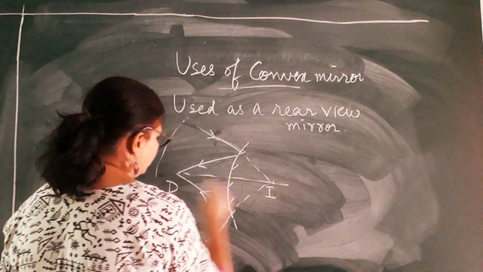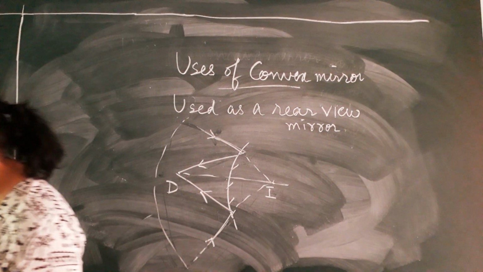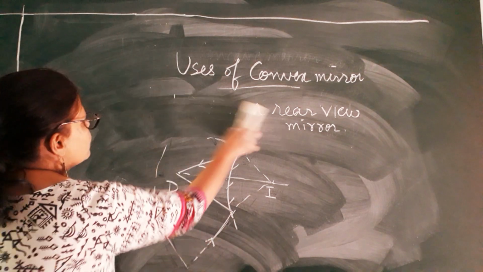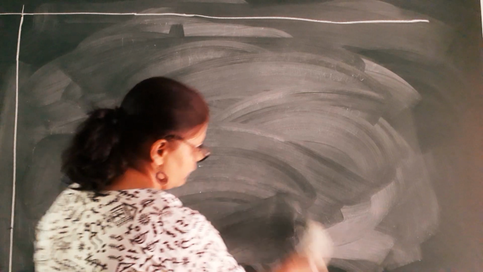This is the image formed, this is the person sitting, and from here the light rays are coming and striking the convex mirror. Okay children, so these were the two uses which I discussed for convex.